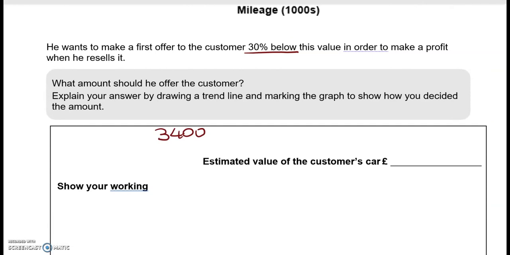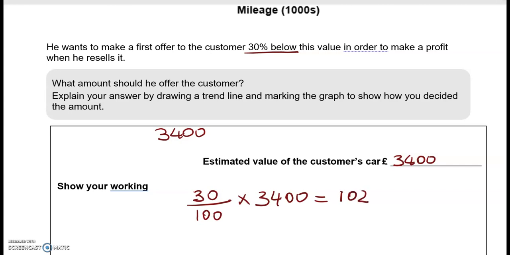So the estimated value of the customer's car, first of all, is 3,400, and we'll work out 30%. 30 out of 100 times 3,400 gives us 1,020. So we'll take it away from 3,400 to give us £2,380.